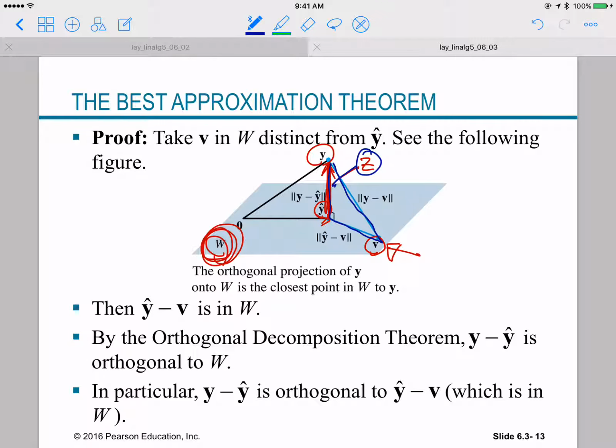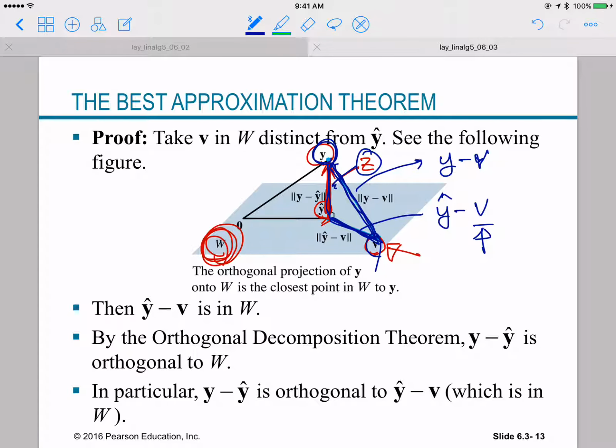Where this is your Z, and this is the difference vector Y hat minus V, because you picked up this vector V different from Y hat. And then we have this additional vector that is Y minus V, because this is Y and this is V. Okay, and then this triangle will become the one with the right angle, or the 90-degree angle.